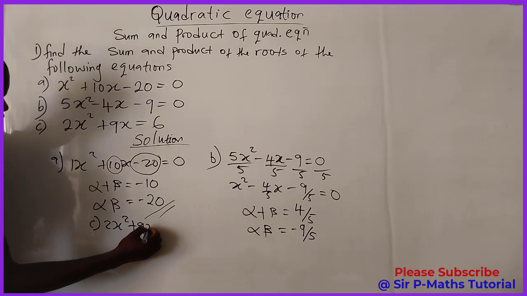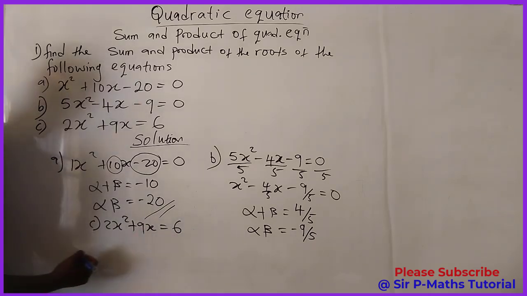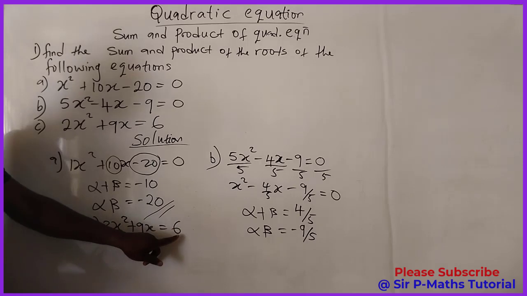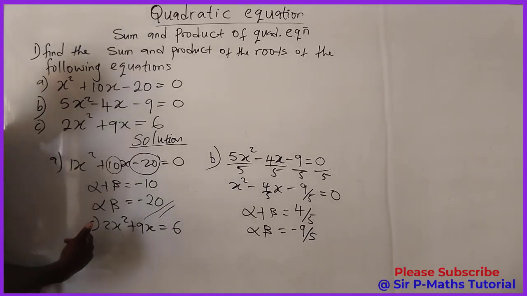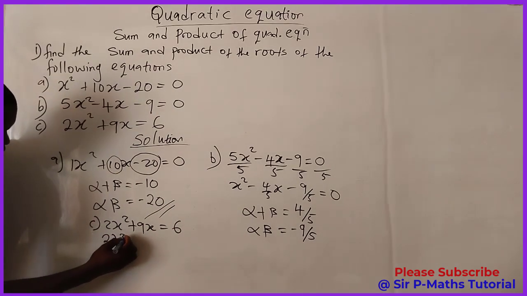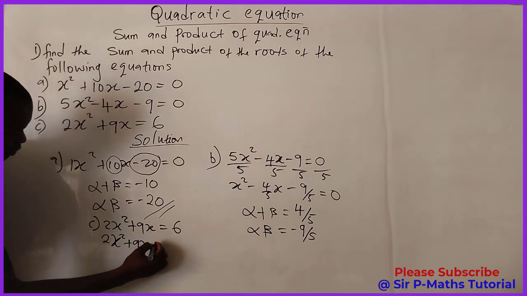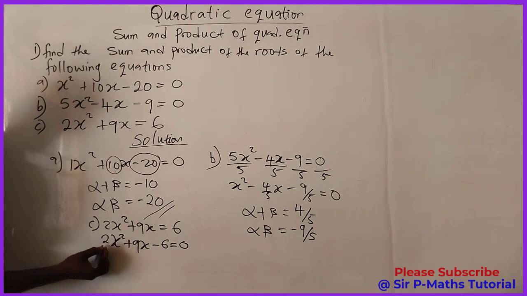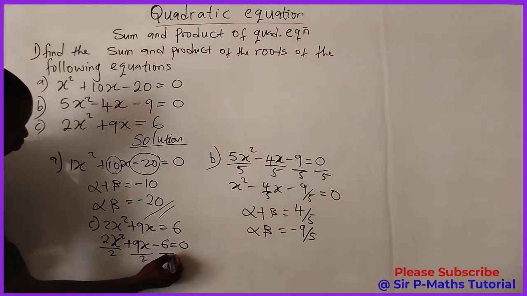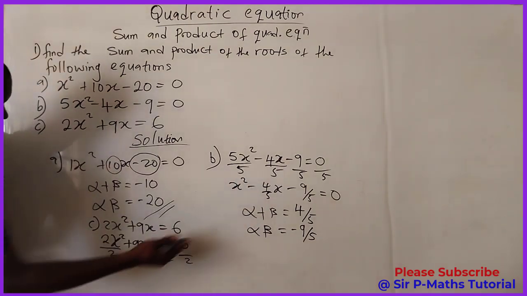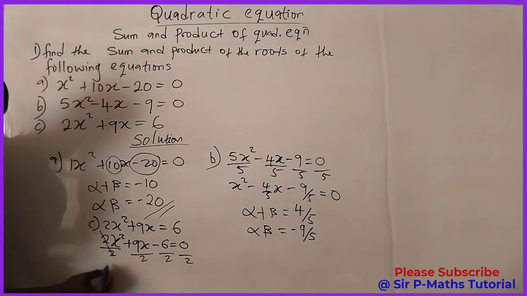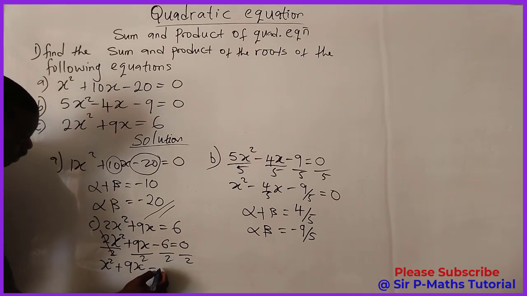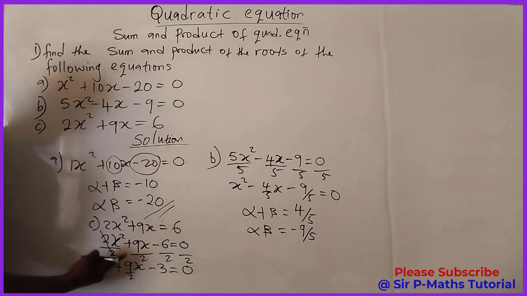And then finally, we have the third one. 2x squared plus 9x equal to 6. Now from here, you observe that 6 is on the right hand side of this equation. So bring it inside first. We'll have 2x squared plus 9x minus 6 equal to 0. Then we divide through by 2, just like we did here. This will cancel this. Therefore, I'll have x squared plus 9 over 2 x minus 3 equal to 0.